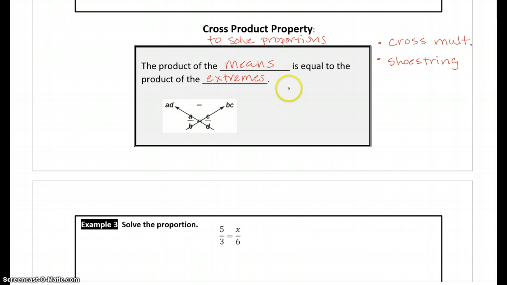So if I had M over N equals S over T, if I use the shoestring method or cross multiplying, I would have MT equals, now let's crisscross the other way, NS.